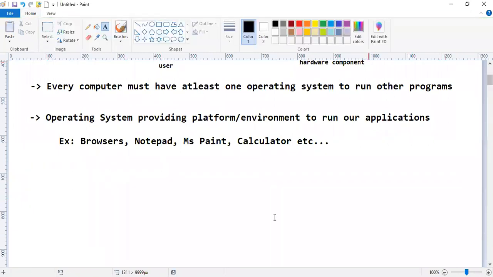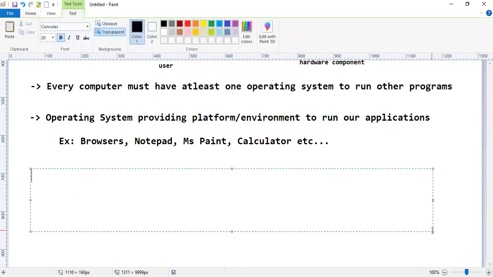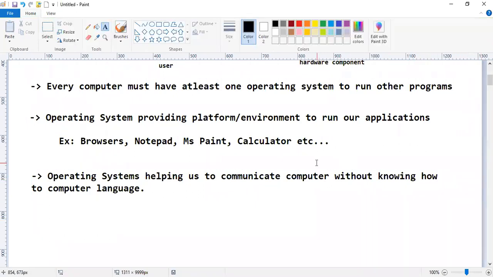Now, you are using Windows operating system. In the companies, we will use Linux operating system. Why are we using this operating system? Operating system helping us to communicate with the computer without knowing how to speak the computer's language. We don't know how to speak the computer language, but still we are able to communicate with the computer by using this operating system, right?